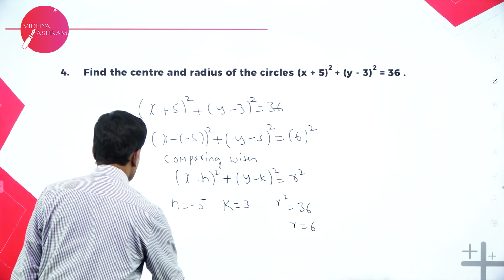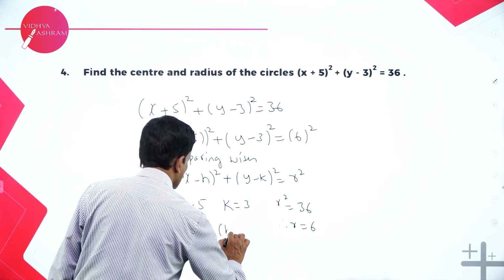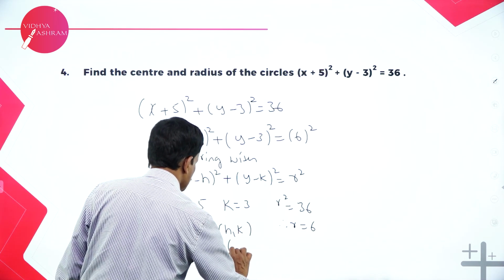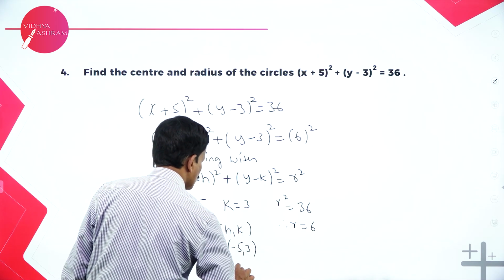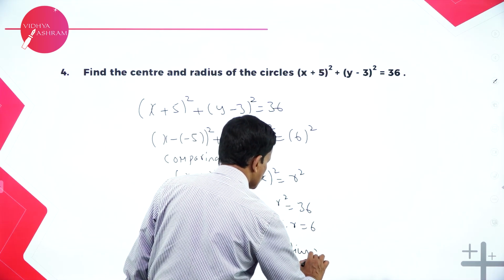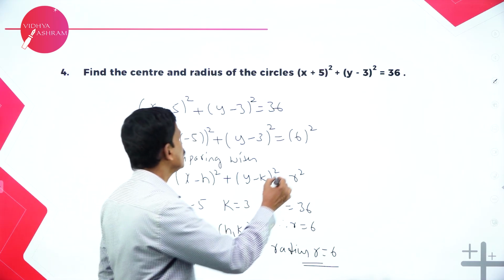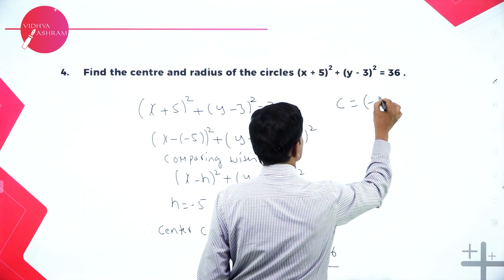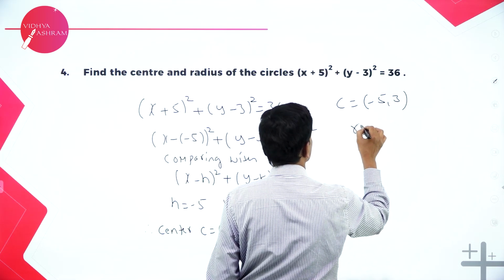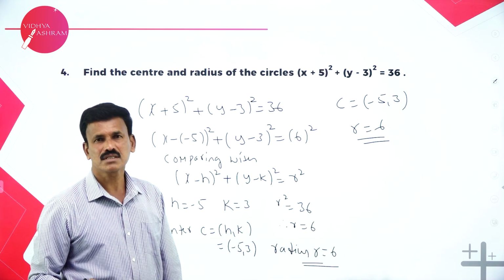So therefore, what is the center? Center C is equal to (h, k), where h is equal to minus 5 and k is equal to 3, and the radius r is equal to 6. So the center is equal to (minus 5, 3), and the radius is equal to 6. That is the required answer. That's it. Hope you followed.